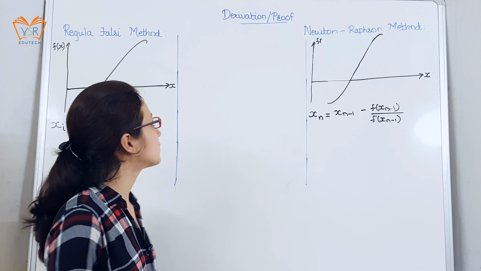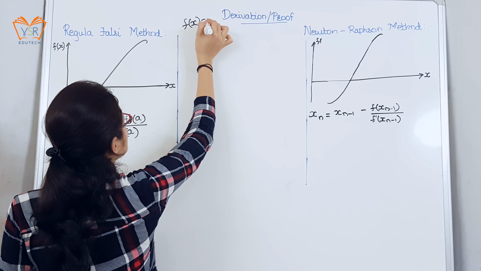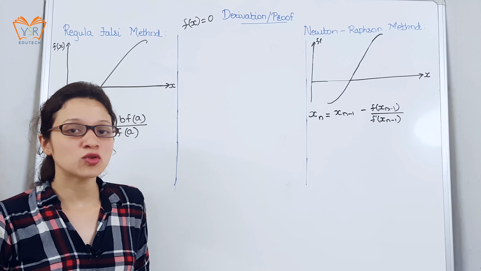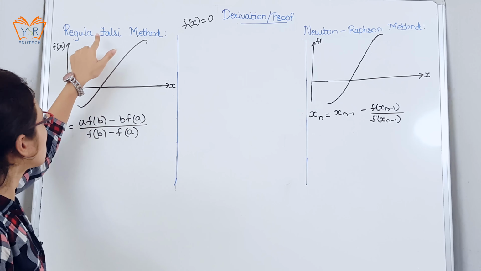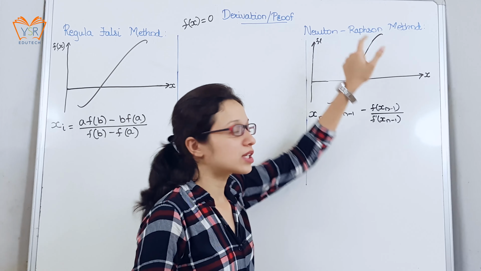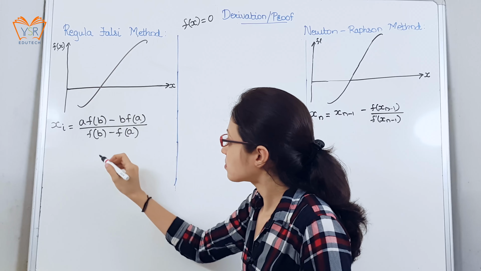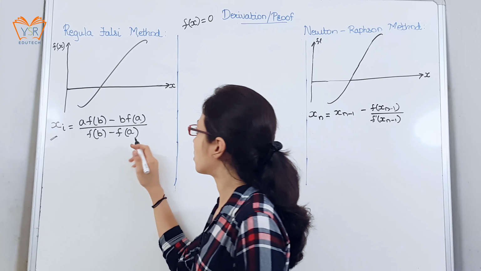In the last few videos we studied that numerical methods are basically used to find the approximate root for f(x) = 0. There are basically 4 methods. Out of those, we'll study the proof of the formula for the regula-falsi method and the Newton-Raphson method. Let us start with the regula-falsi method. So this is the formula. We'll see the derivation of this formula.